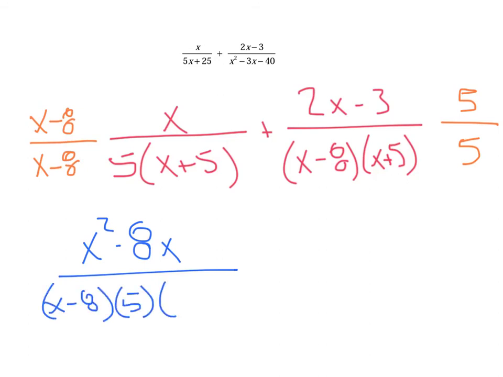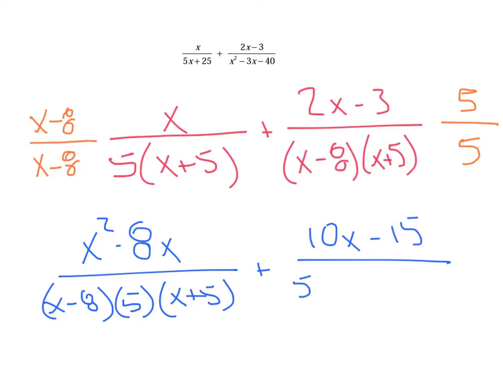Let's see, I put my 5 in parentheses. I could have put the 5 right out in front, which probably would have been a better move. Distribute the 5, and we'll get 10x minus 15 all over 5 times the quantity x minus 8 times the quantity x plus 5. All right, so here's the exciting part.